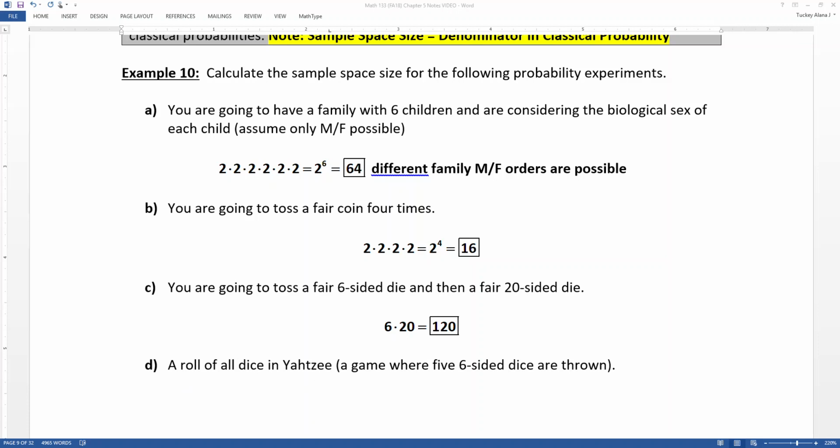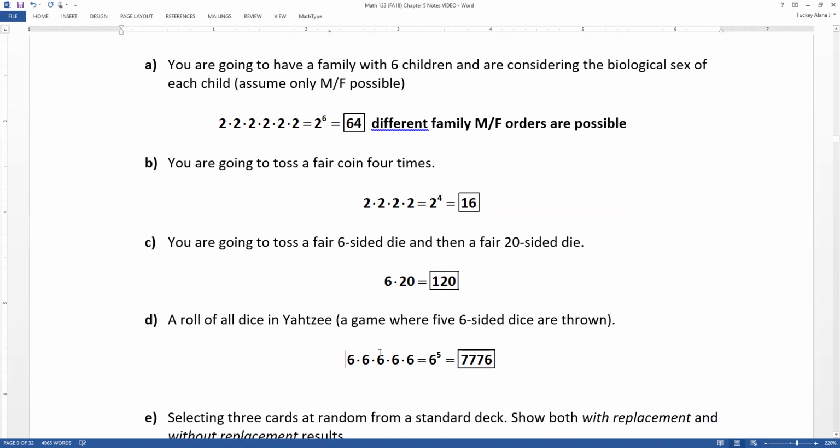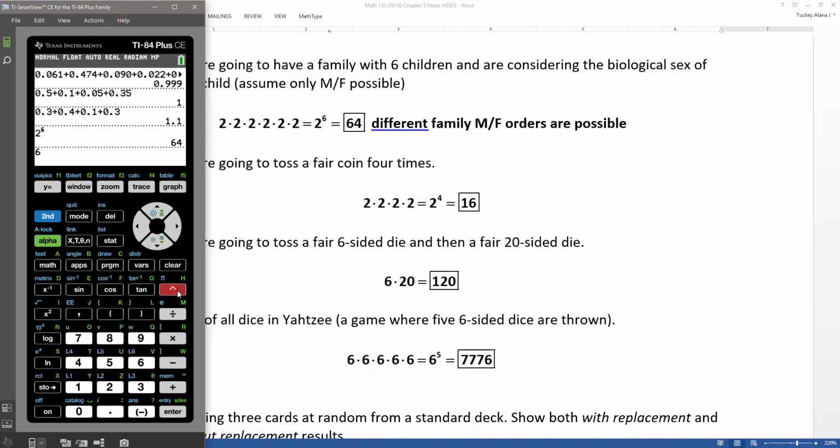All right, well, let's take that 6-sided die and play everybody's favorite game, Yahtzee. If you play Yahtzee, you're tossing 5 6-sided dice, right? You're trying to get them all to match. That's the game of Yahtzee. So 5 6-sided dice would be 6 times for the first die, 6 for the second die, 6 for the third die, because they're all the same. They're all 6-sided dice, and there's 5 of them. So that's 6 to the 5th, which is 7,776. And if you don't believe me, there. See?